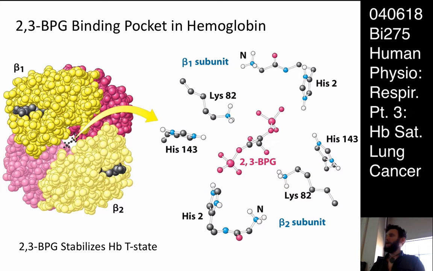So here's the binding pocket where you'll see 2,3-BPG in hemoglobin. All right, and it fits itself right in the donut hole.